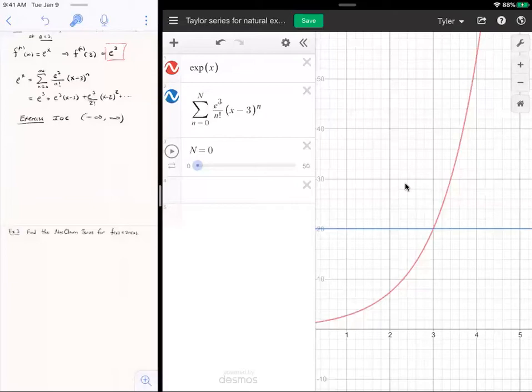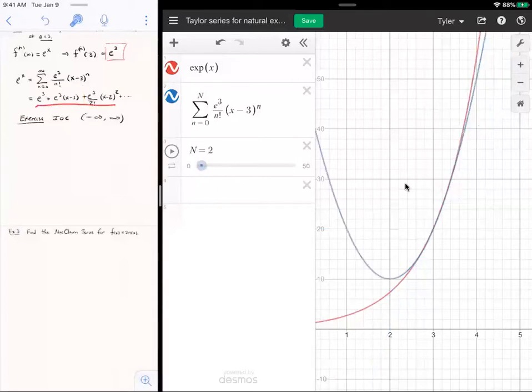If I make the slider click up to n equals 1, now what I'm looking at is this linear polynomial, e cubed plus e cubed times x minus 3. That's the tangent line. It's always going to be the case that the degree 1 Taylor polynomial, that is chopping it off at the linear term, is the tangent line, because it's got the same function value and the same slope. If we make the slider go to 2, now it's a parabola.